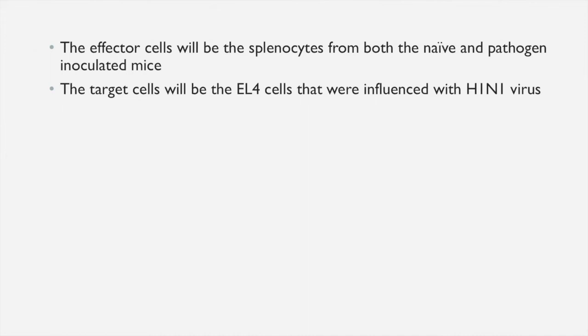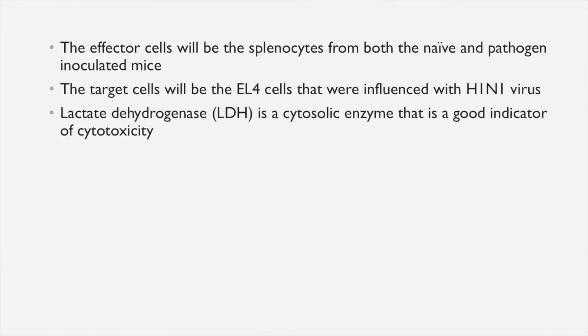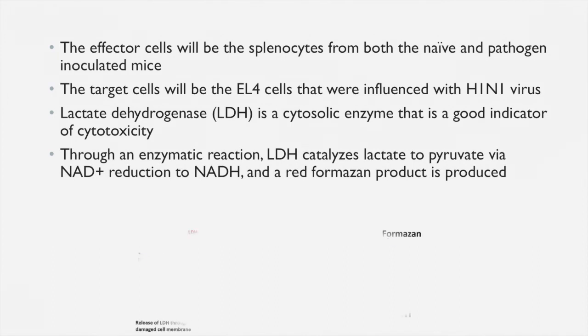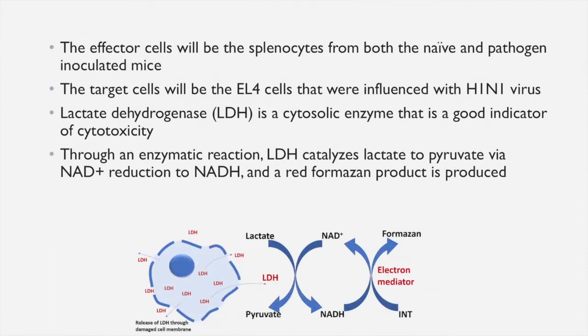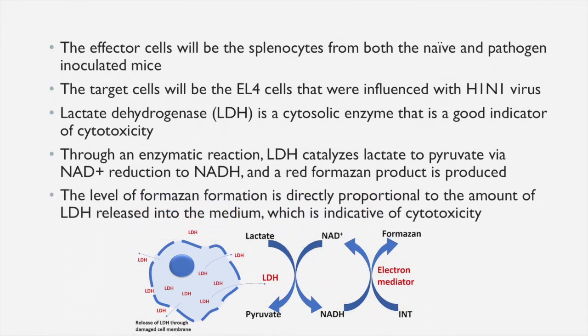In order to quantify the cellular cytotoxicity of this experiment, we conducted an LDH cytotoxic assay. Lactate dehydrogenase is a cytosolic enzyme that is a good indicator of cytotoxicity. When the plasma membrane of the cell is damaged, LDH is released into the surrounding cell media. Through an enzymatic reaction in which LDH catalyzes lactate to pyruvate via NAD+ reduction to NADH, a red formazan product is produced. The level of formazan formation is directly proportional to the amount of LDH released into the medium, which is indicative of cytotoxicity.